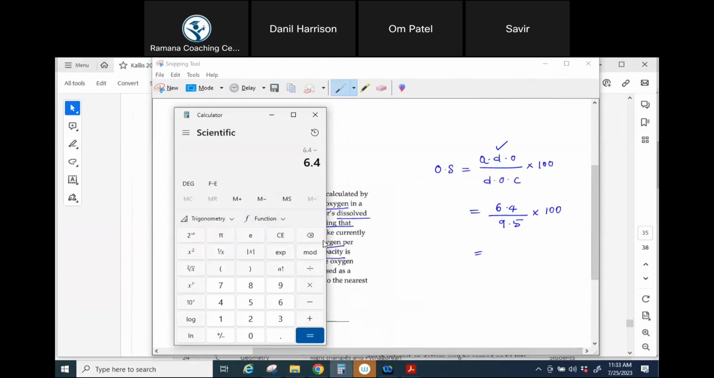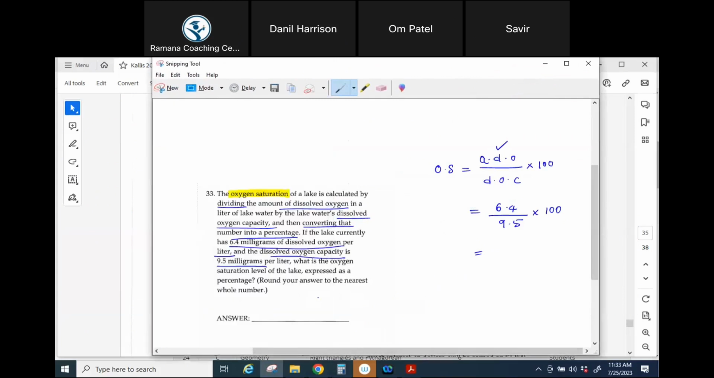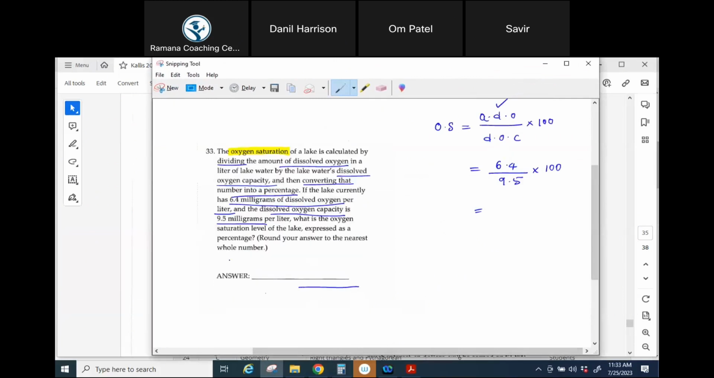6.4 divided by 9.5 times 100. So 67.36. Round your answer to the nearest whole number. So what is the nearest whole number? 67.